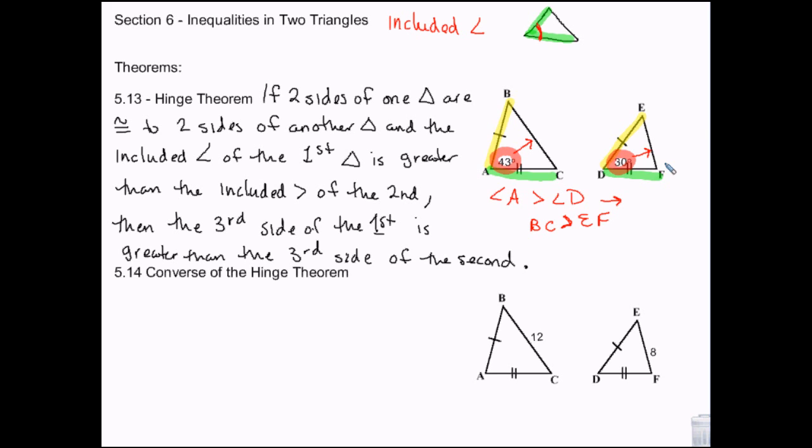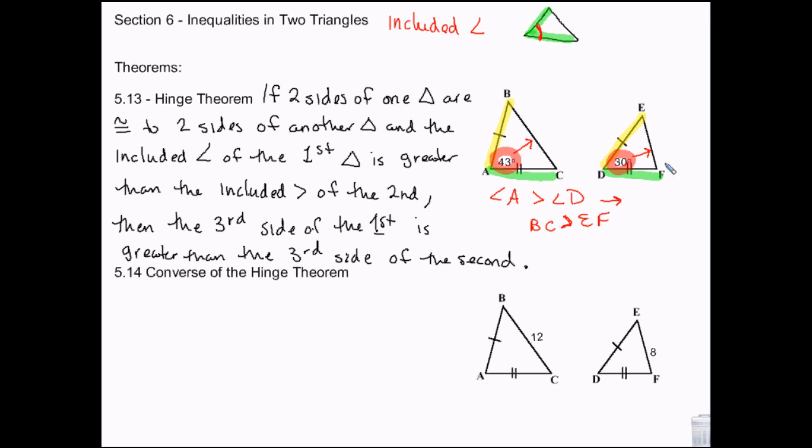So that's what this theorem tells us, that basically if we open up the two sides that are the same length, and we open one of them further than the other, then the third side is going to be longer in the bigger angle. So the bigger the angle, the longer the third side. So that's all this theorem tells us. Does that make sense? Yeah.